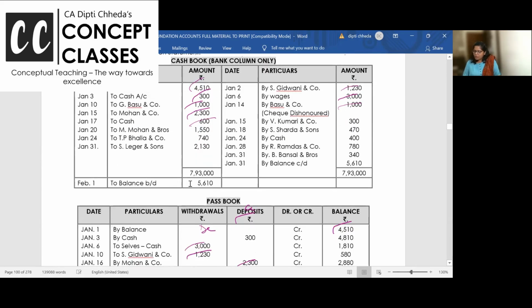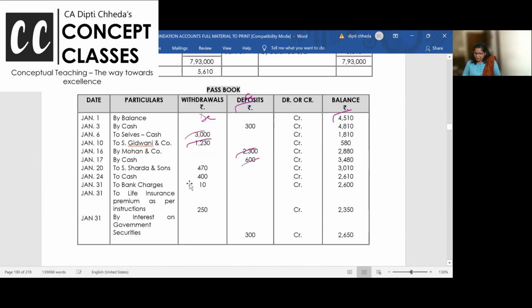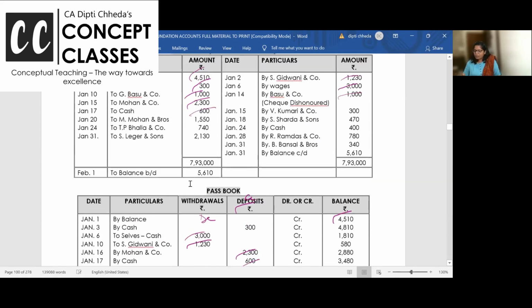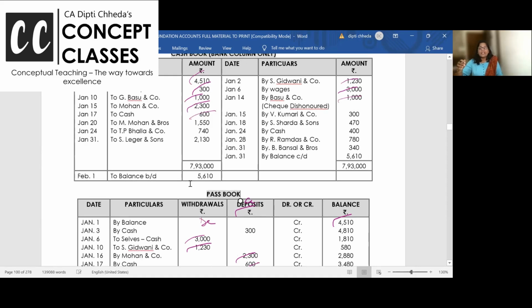It is cancelled. So tick it on both the sides. Now, B Kumari, I paid 300. Here, until now, Kumari has not presented the check. She's still keeping it in the pocket. See, it is very beautiful chapter.